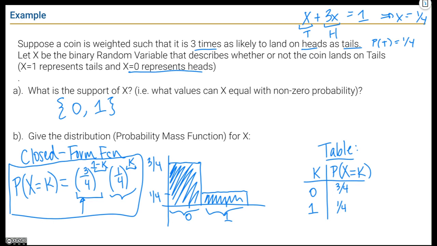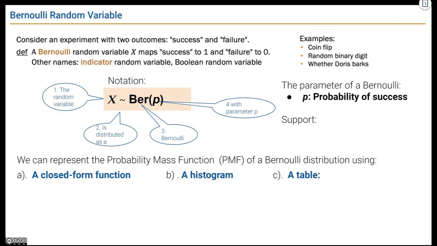So this is an example of actually a special type of random variable. It's the example of what's called a Bernoulli random variable. Bernoulli random variables are any time you have an experiment with just binary outcomes: success or failure, yes or no, 1 or 0.